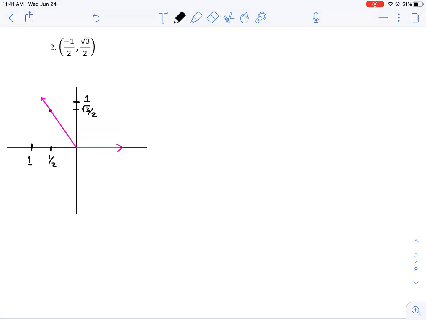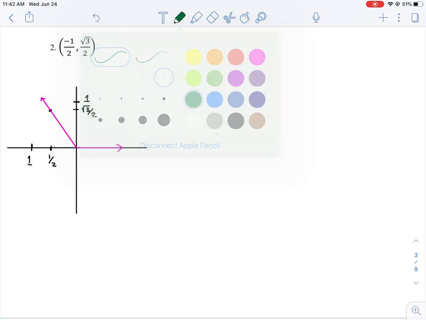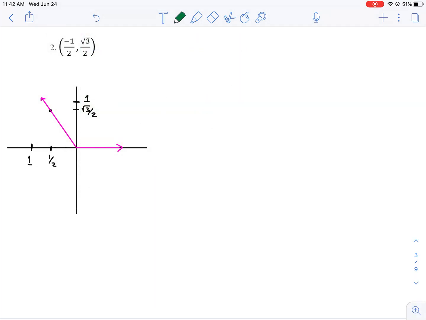Hello class, in this video I'll be showing you how to find the value of the 6 trigonometric functions given a coordinate on the terminal side of theta. Let's begin. So we're given the coordinate -1/2 comma square root of 3 divided by 2, and I've gone ahead and drawn the diagram already. And the angle that we want to find these 6 trigonometric values of is right there.